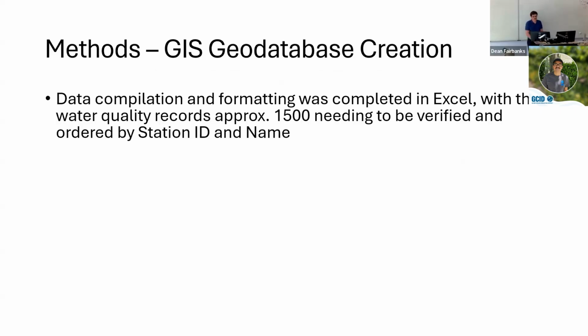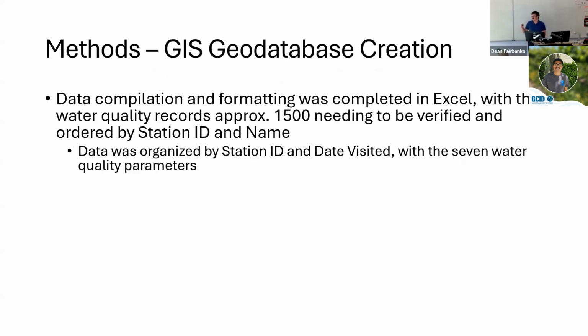So the methods. The geodatabase creation was done through Microsoft Excel with about 1,500 data points that needed to be verified and ordered by station name and ID. Once this was completed, the data was then organized by station ID and the date visited along with its 7 water quality parameters. So if you can imagine station 1 and all the points of station 1 ordered chronologically from 2014 to the present day, and then station 2, the same date chronological, and then 3 and 4.